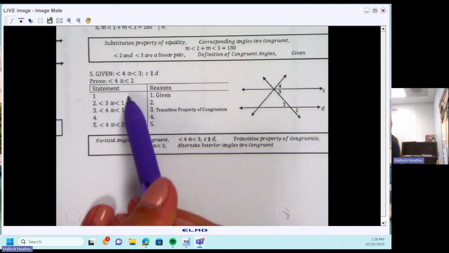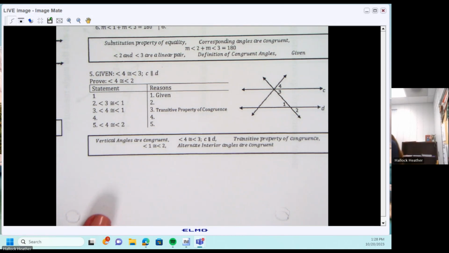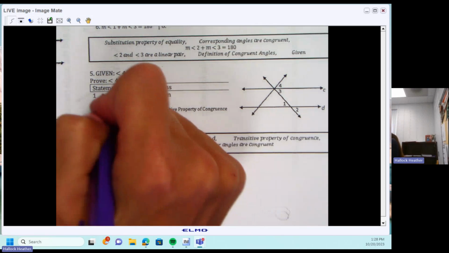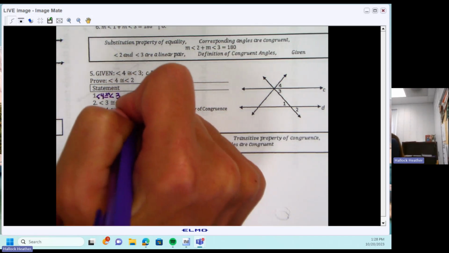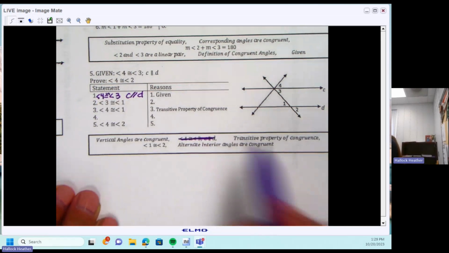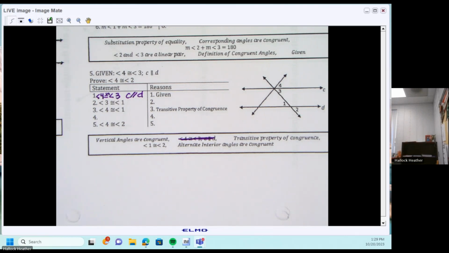So what's going to go in my first statement? The given equation. So I'm going to copy that. Angle 4 is congruent to angle 3. And C is parallel to D. The reason why is because it's literally given. Okay, and then it tells me I have, once again, extra lines. So you're probably going to have to disregard something because they're trying to confuse you.